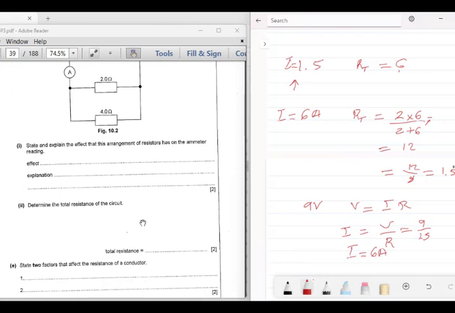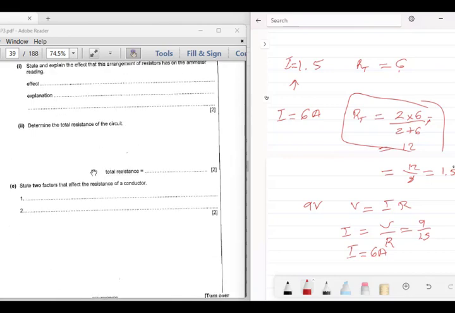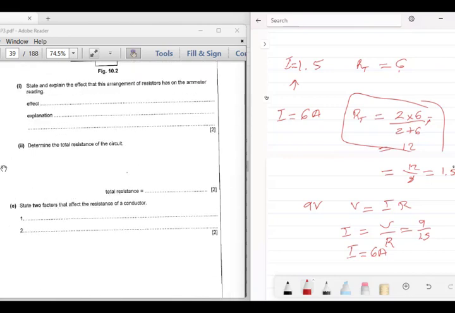Okay. We are to calculate total resistance, guys, but I've already done it right here. The total resistance, product over sum, is 1.5. Then the next question here is we are asked to state 2 factors that affect the resistance of a conductor. The first one is the length of the conductor. The second one is the thickness of the conductor. Or maybe you can state temperature.